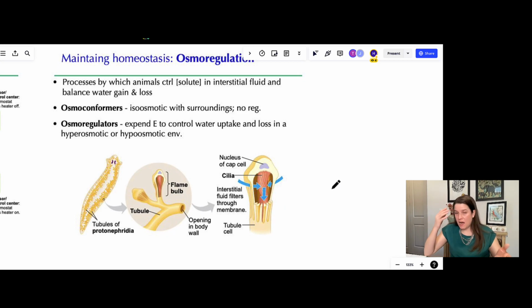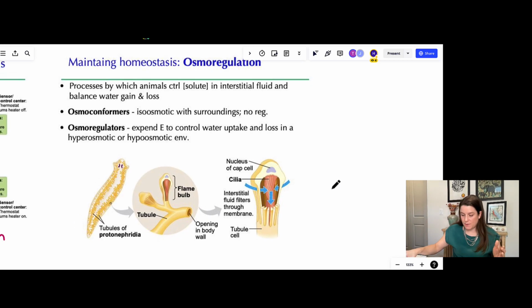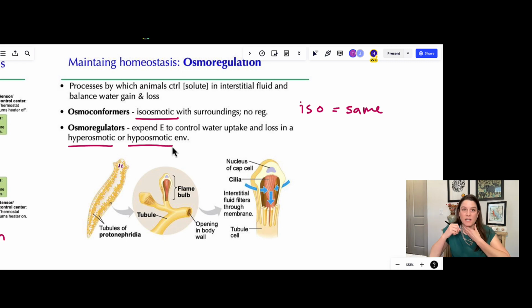So for example, osmoregulation, the regulation of water we've talked about. We've got osmoconformers, which are isoosmotic. Iso means the same. So basically, whatever concentration the environment is, the concentration their body is. Lots of our groups are like this in this unit. And then osmoregulators are going to regulate how much water there is in the body, expend energy for that, and they'd be hypertonic or hypotonic, just depending on their needs.